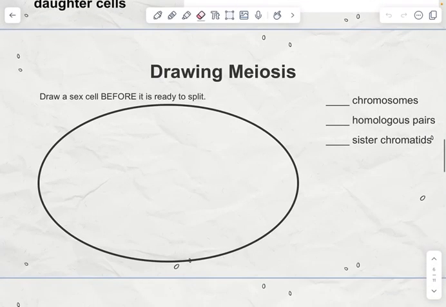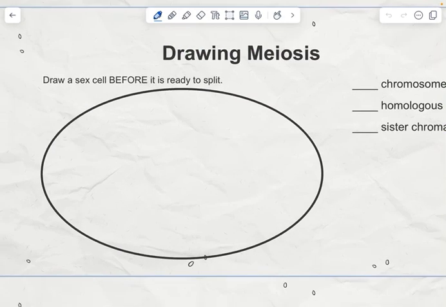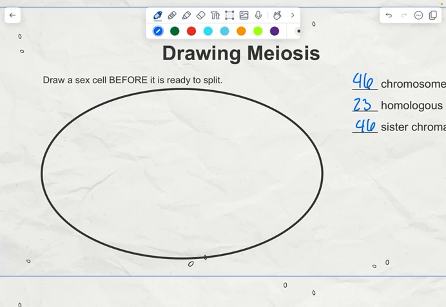All right, so let's draw it. Prepare for your hand to hurt a lot worse this time. All right. So, drawing a sex cell before it is ready to split, we are still going to have our 46 chromosomes, still going to have 23 homologous pairs, and still have our 46 sister chromatids. My only difference here is I'm going to make the chromosomes from dad one color and the chromosomes from mom one color. So I'll make the chromosomes from mom blue.